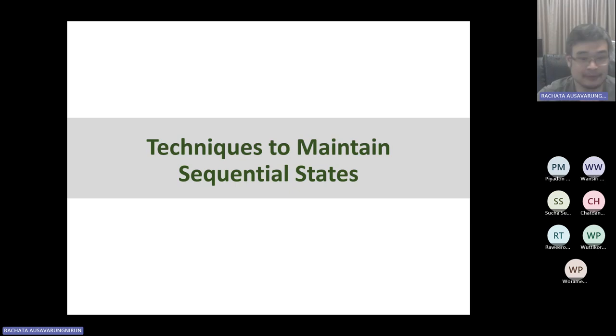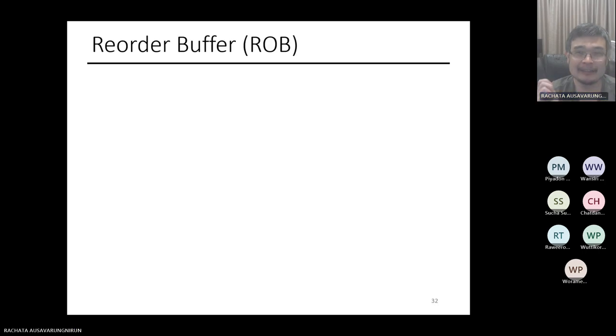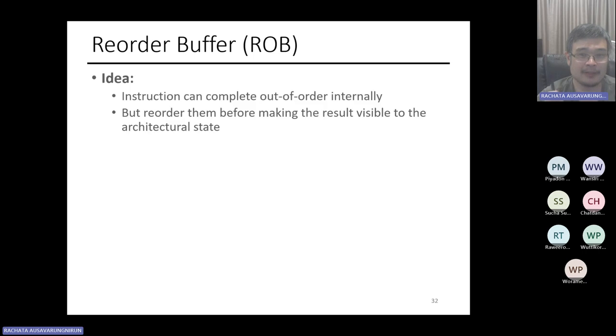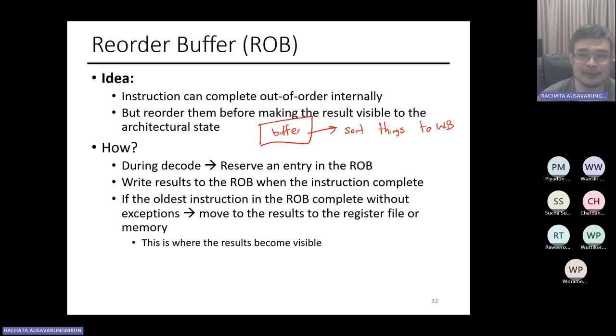And now we're going to go into the next topic: how do we maintain sequential state whenever an exception happens, okay? To do this, the first thing we can do is have the reorder buffer. The idea is I can execute instructions in whatever order. Then I have a big buffer that reorders everything back and makes it visible to the architectural state. What it means is I have this buffer, and this buffer is basically allowing you to sort things to write back.